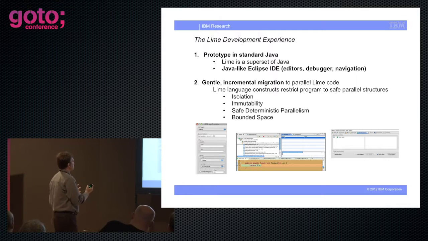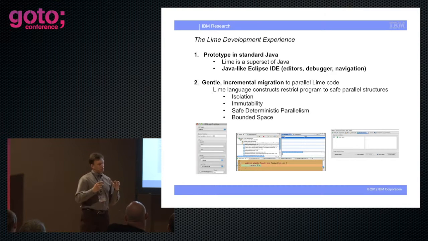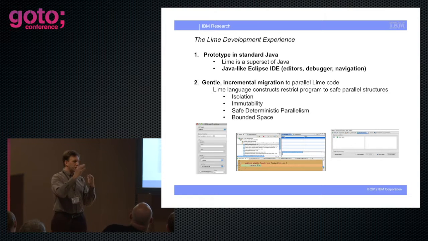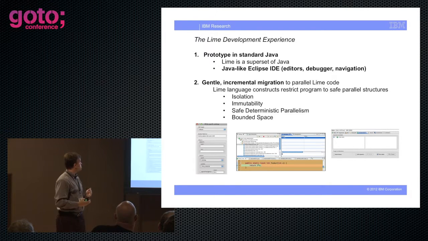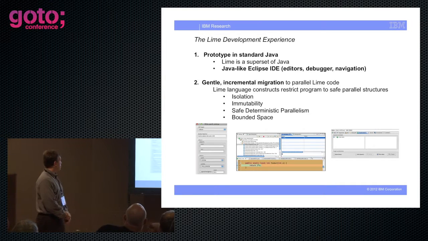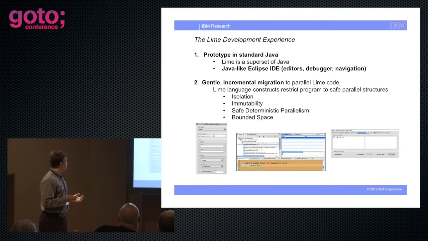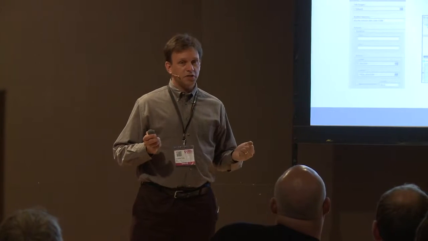So our development experience, as I said, we're very big on incremental migration, incremental refactoring. The idea is you would prototype your code basically in Java. So you could start by just getting a functional version which works in Java. And to do this, we have an Eclipse-based IDE, which gives you all the benefits of the Java development environment, including editors and debugging and so forth. And then we want you to incrementally migrate the parts of your code you want to accelerate by adding these Lime language constructs, which express the parallelism the compiler needs to know. Any questions yet before I dive into the details?